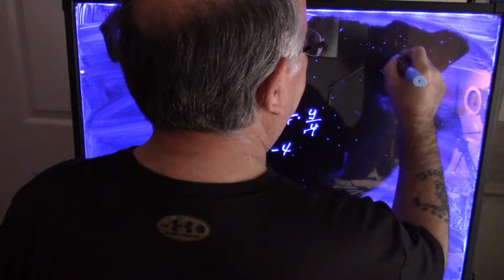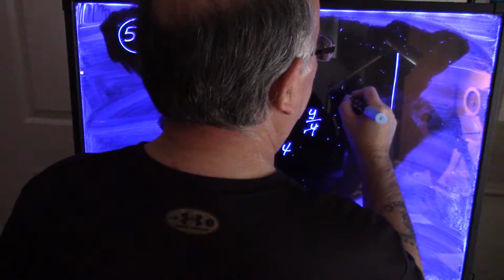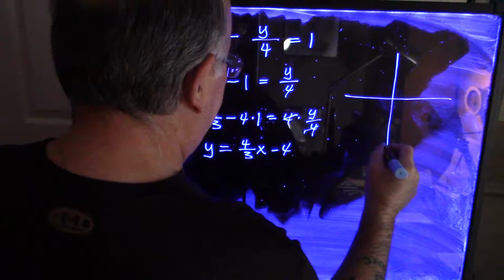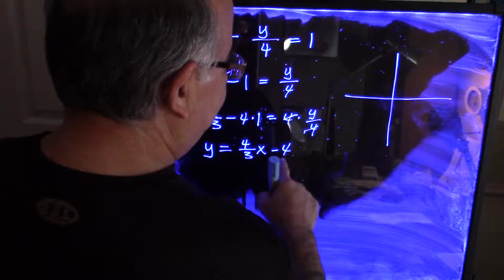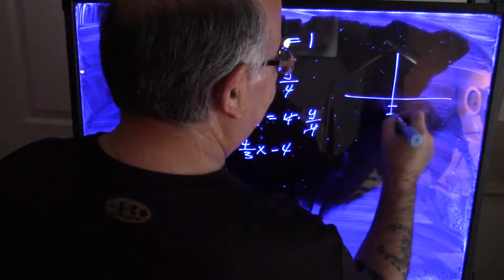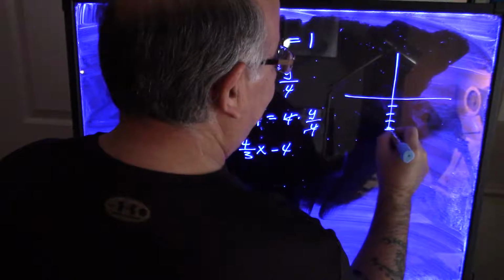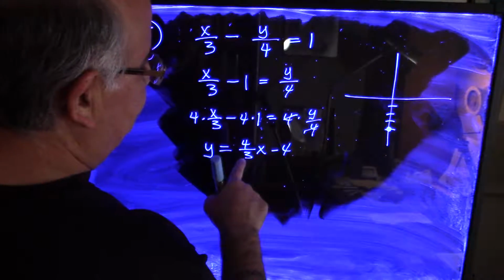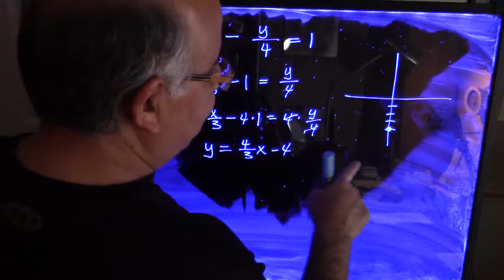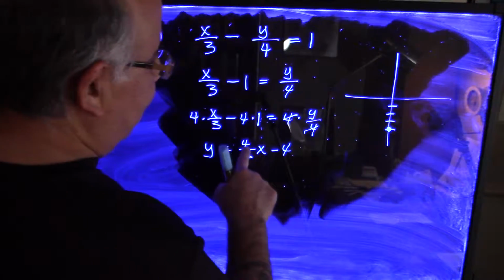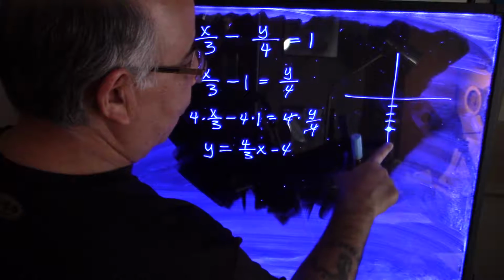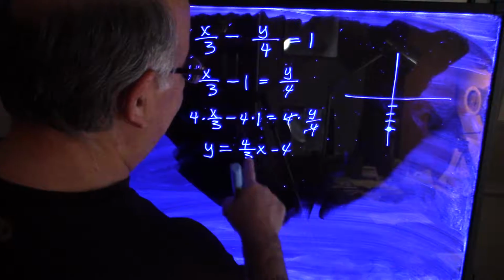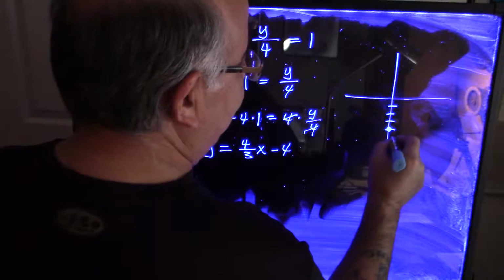Alright, so to draw this, I'm not going to bother with a lot of the details here, but minus 4 is the y-intercept. 1, 2, 3, 4. Mark that point on the y-axis. And then we got a slope of 4/3. That could also be negative 4 over negative 3. But if you have a rise of negative 4, you have to go down 4, and that's going to run off my scale here. So I'm going to use positive 4/3 as my slope.